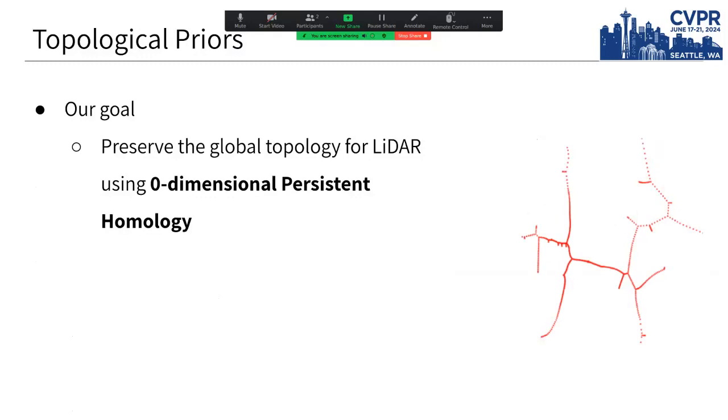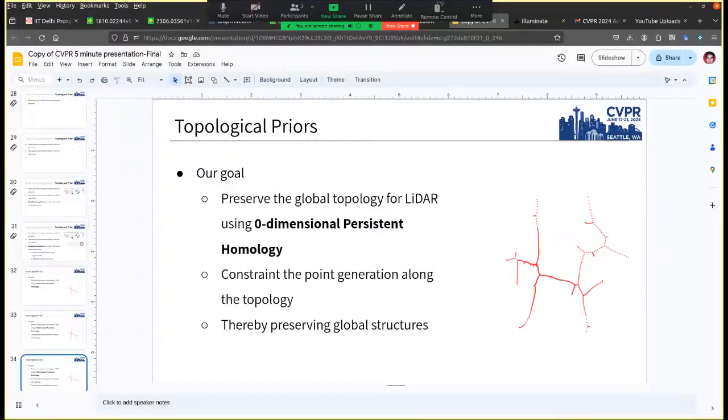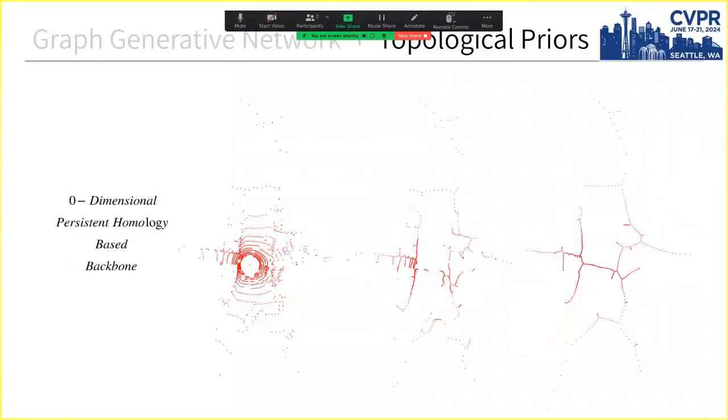So our goal is to preserve the global topology of LiDAR using zero-dimensional persistent homology, which denotes the connected components that are created in a point cloud. So we constrain the point generation, the point augmentation of a sparse LiDAR scan, along this global LiDAR topology, so that we have new points that belong to static structures that can help in better navigation as well as accurate segmentation, which is in general not possible with sparse LiDAR. Augmentations done across the global topology help preserve global structures as well as augment new points along the global topology, which increases the density along the global static structures.